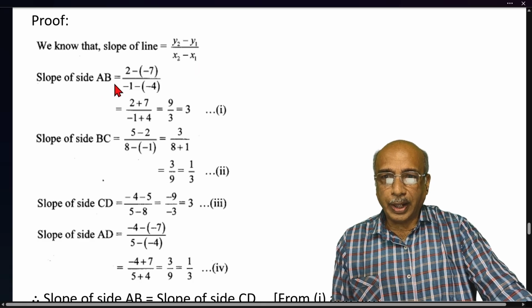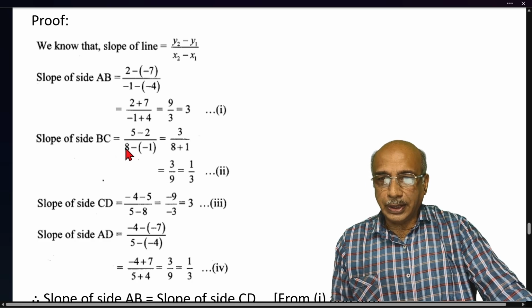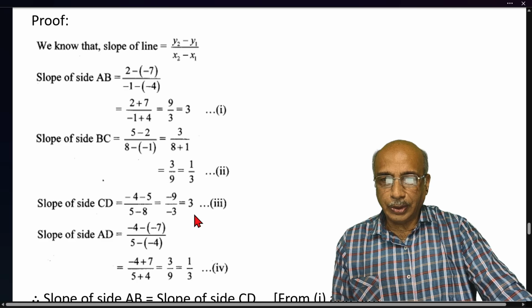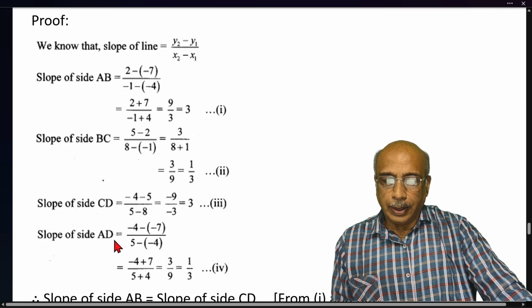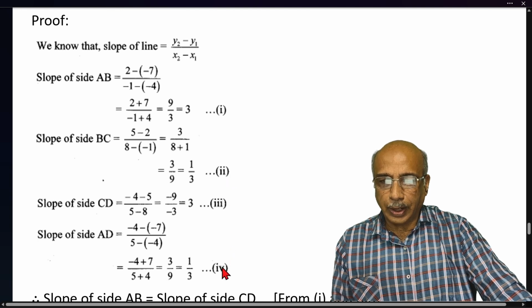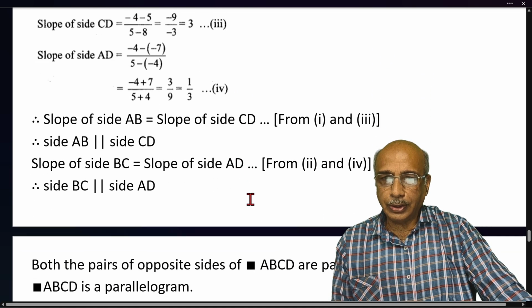So the slope of line AB equals 3. You know how to calculate the slope now? Slope of line BC equals 1 by 3. Slope of line CD equals 3. And slope of line AD equals 1 by 3. So here you will see the first and third are equal, and the second and fourth are equal.